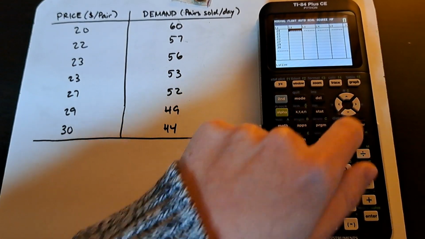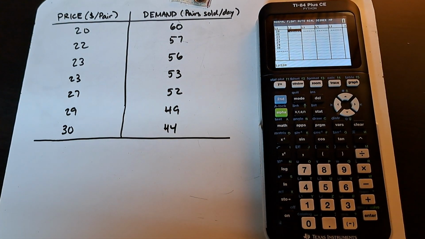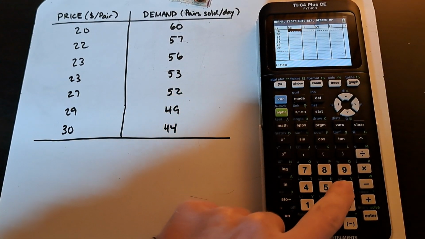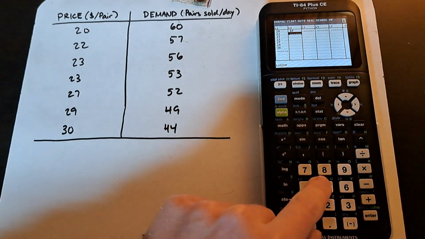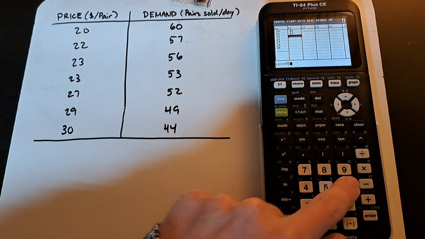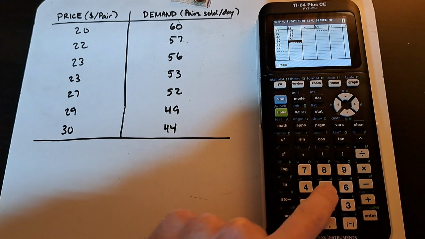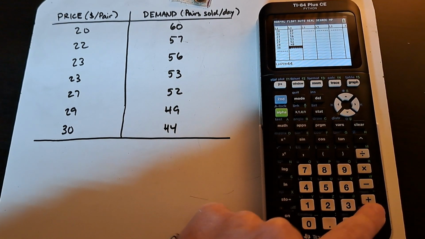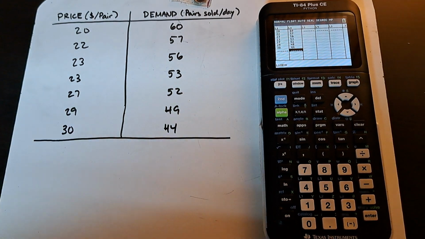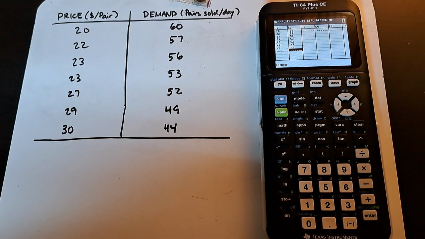And then I'm going to go right over to my outputs here, and I'm just going to match up all of them, and maybe at the end just check to see how things are going. So I've got 60, 57, 56, 53, 52, 49, and 44. And it looks to me like they all line up properly.